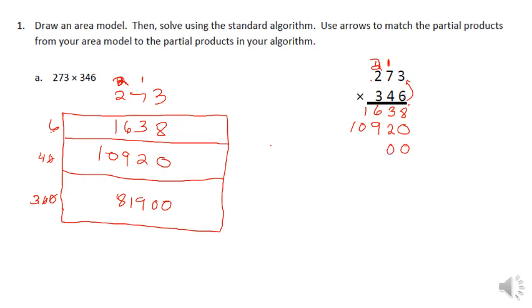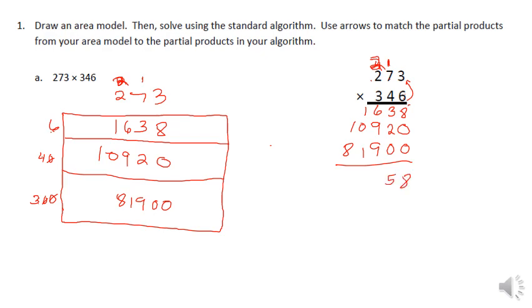Over at the standard algorithm, we're putting the 2 placeholders because we're multiplying by 300, but we're going to make it 3. 3 times 3 is 9. 3 times 7 is 21. Carry our 2. 3 times 2 is 6, and 2 is 8. We get 81,900. Same as our area model.